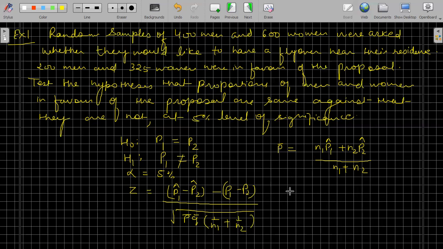So first of all we calculate P bar, which is equal to 400 into P1 cap, which is 200 divided by 400, plus 600 into 325 divided by 600, whole divided by 400 plus 600. So that comes out to be 0.525.